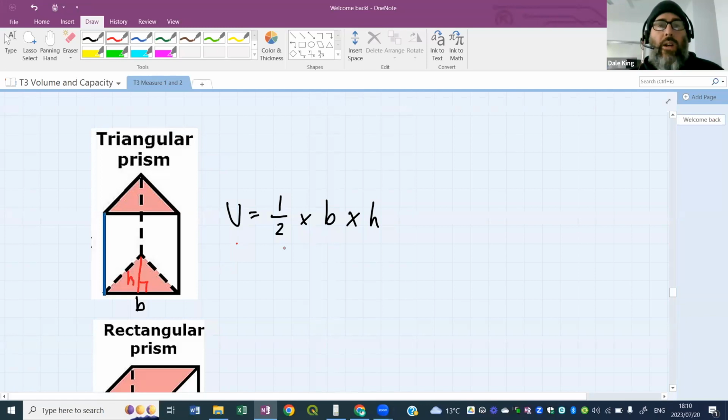Yes. All right, so are you happy that this part here will give me the area of the triangular base? Yeah. How do I get the volume now? Yeah, so this is just the area of the base. How do I get volume now? I need to multiply by one more dimension.